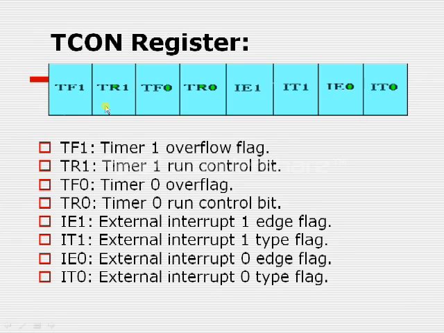So here the same thing is done with the help of these bits. After initializing the timer, you have to program these bits for starting as well as for stopping the timer. If any of these bits is programmed to 1, then the respective timer gets started. If any of these bits is programmed to 0, then the respective timer gets stopped. And TF0 and TF1 are used for indicating the overflow status.